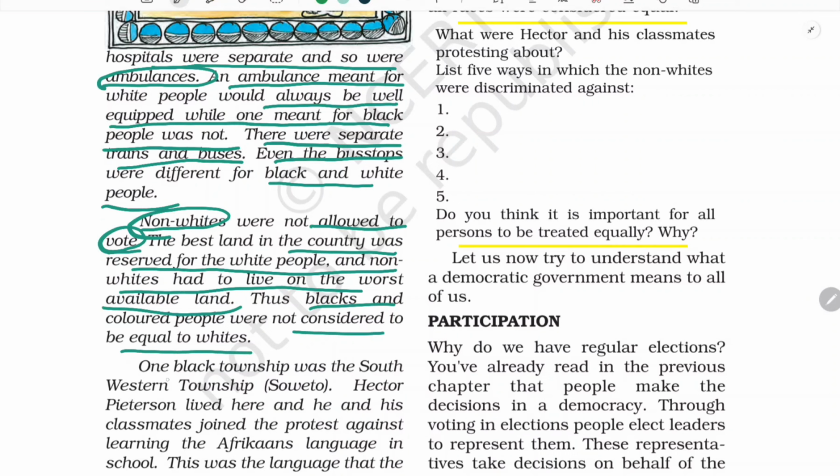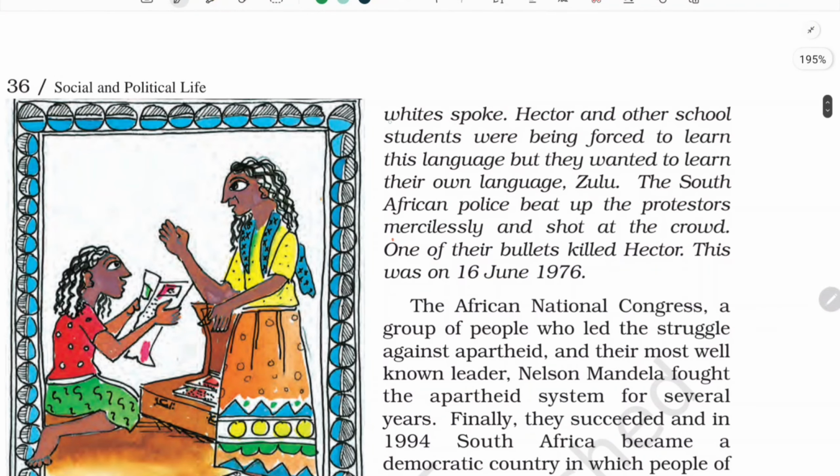So here she will tell about Hector Peterson. One black township was the southwestern township, known as Soweto. Hector Peterson lived here, and he and his classmates joined a protest against the learning of the Afrikaans language in school. This was the language the white people spoke. Hector and other school students were being forced to learn this language, but they wanted to learn their own language, which is Zulu.